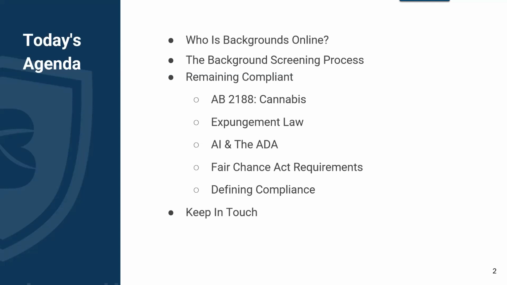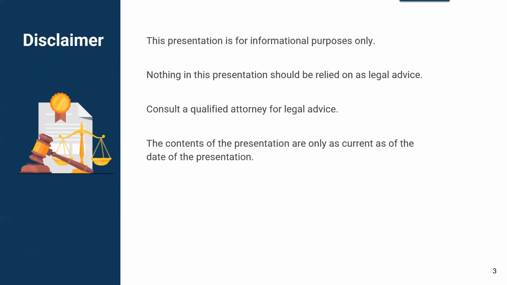Today's agenda, we're going to briefly talk about who Backgrounds Online is. We'll review your background screening process, and then how to remain compliant with the new laws such as AB 2188, expungement, using AI, and the ADA. Then we'll go over the new Fair Chance Act requirements that have been added to ban the box laws, then define compliance, and finally how to keep in touch.